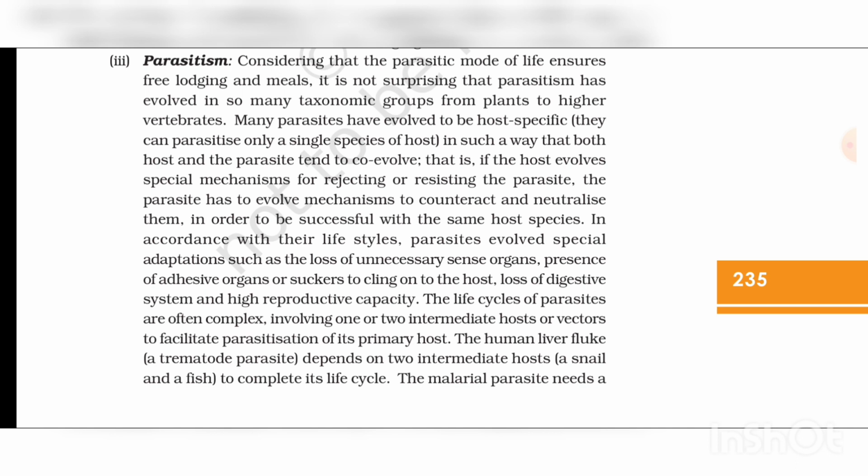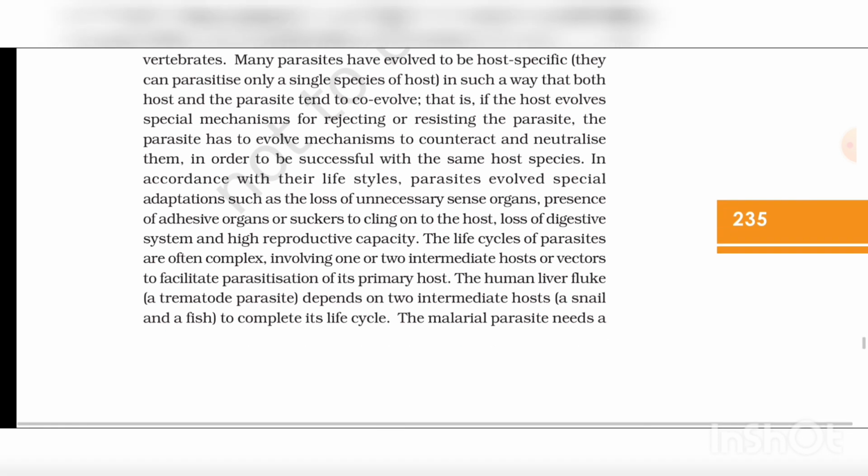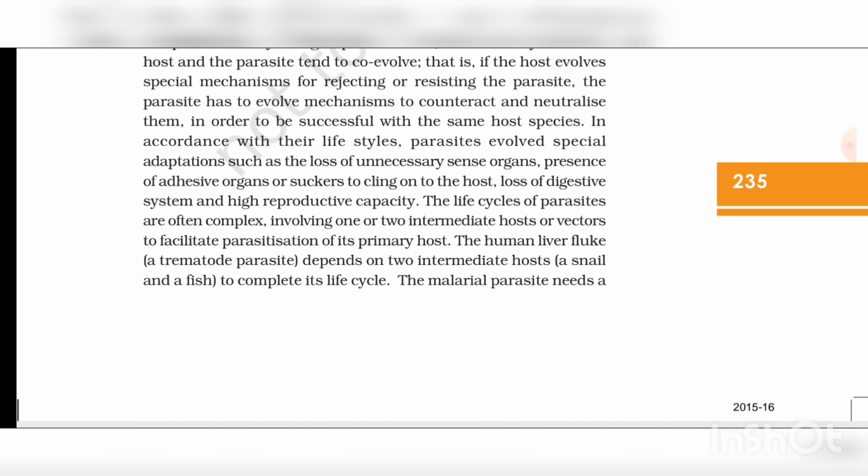That is, if the host evolves special mechanisms for rejecting or resisting parasites, the parasite has to evolve mechanisms to detect and neutralize them. In order to be successful in the host species, in accordance with their lifestyles, parasites evolved special adaptations such as the loss of unnecessary sense organs, presence of adhesive organs or suckers to cling on to the host, loss of digestive system and high reproductive capacity. The life cycles of parasites are often complex, involving one or two intermediate hosts or vectors to facilitate parasitization of its primary host.